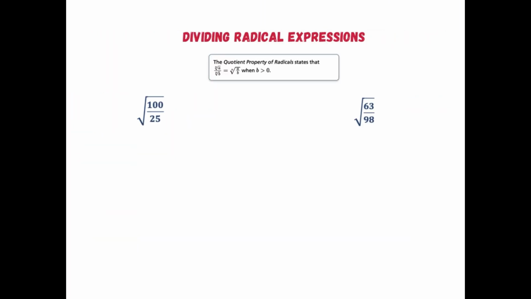Now, the last thing we're going to learn right now is how to divide our radicals. When we're dividing radicals, we're kind of using similar steps, but there's an important rule to know. When we're dividing radicals, we can kind of distribute that radical to each piece individually. So let's look at our first example. We have the square root of 100 over the square root of 25.